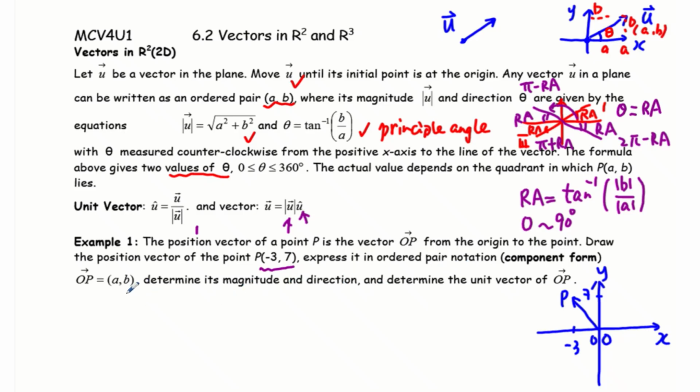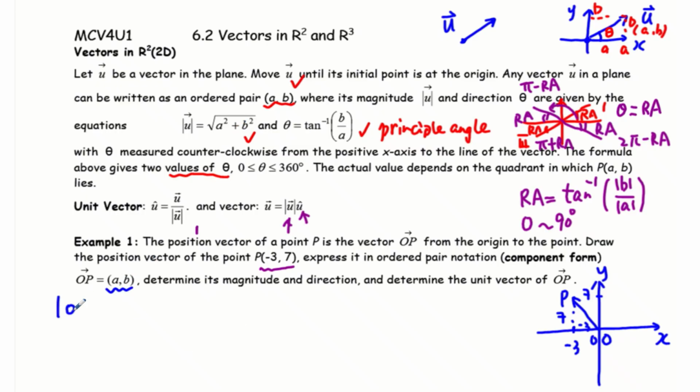This one we call component form. Before it was a point, now it represents a vector. It asks us to determine the magnitude and the direction. The magnitude is from O to P. This is 7, this is -3. In this triangle, we have a squared plus b squared equals c squared. So the magnitude is the square root of a squared plus b squared.